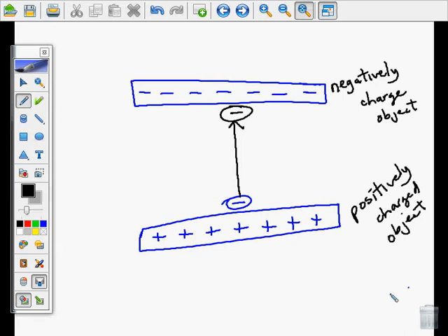All right. So, ladies and gentlemen, since I had to do work to lift that electron up here, guess what that electron is going to have at that higher position? Electrical potential energy. P.